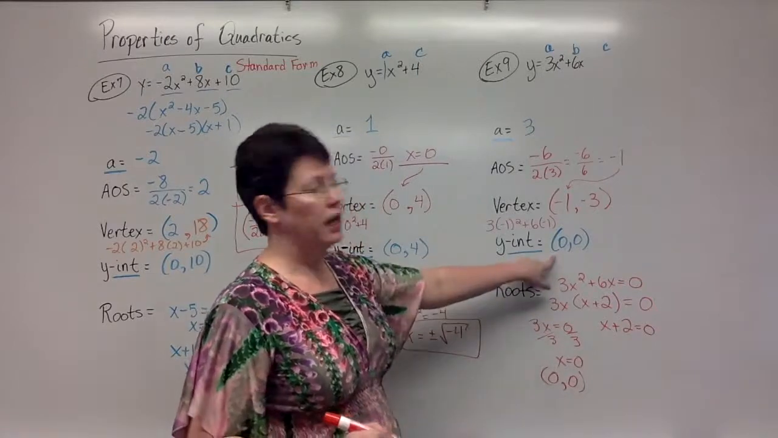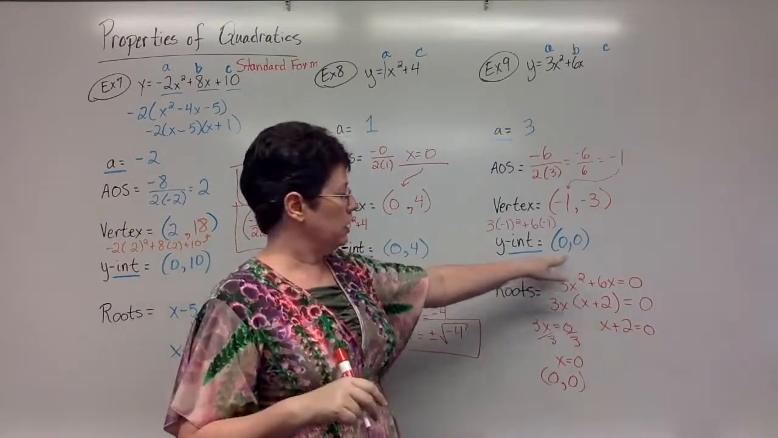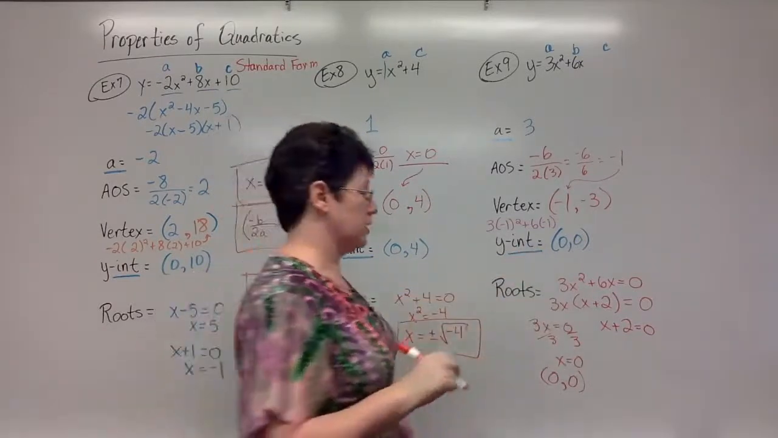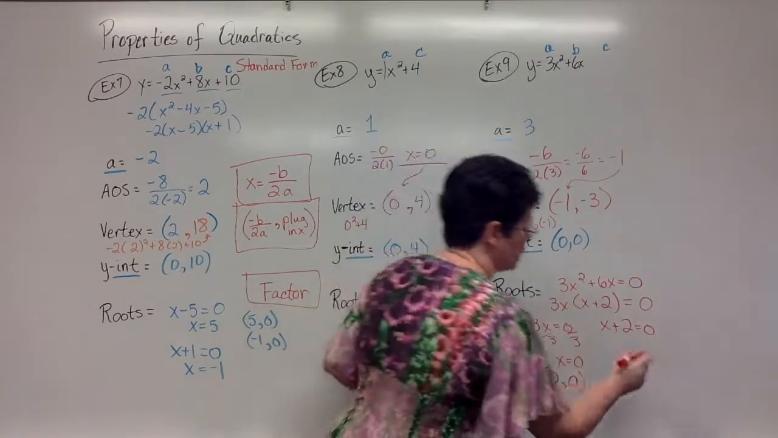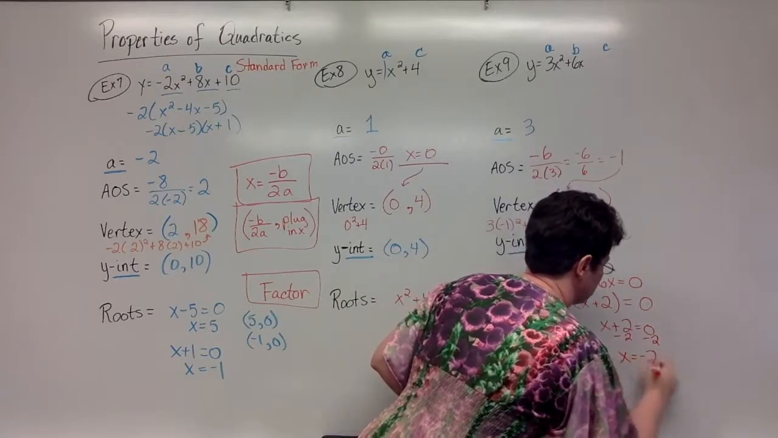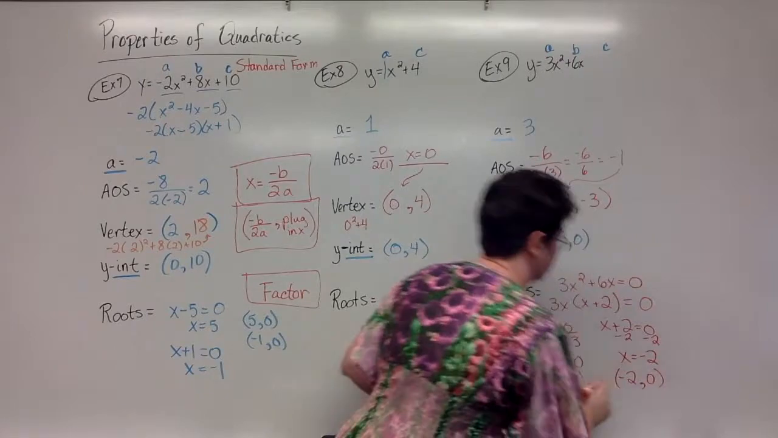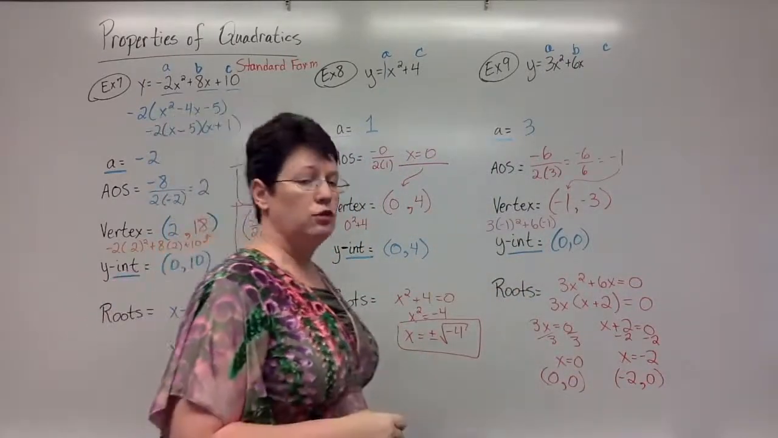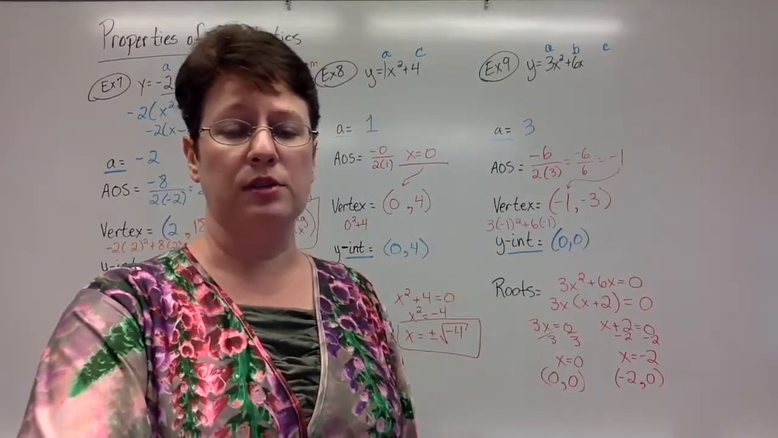Well, we already found that. That's the cool part about (0, 0). It's a 2 for 1. If it's a y-intercept, it's also an x-intercept. You automatically know that they're the same. Now, the x plus 2. Subtract the 2, and I get x equals negative 2. So my other root is at (negative 2, 0). So I would put all of that information on the graph and draw my parabola. This concludes all of our notes for properties of quadratics.